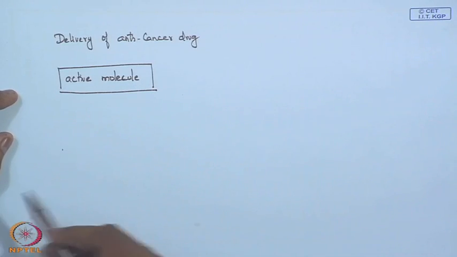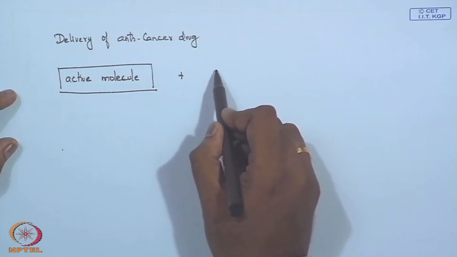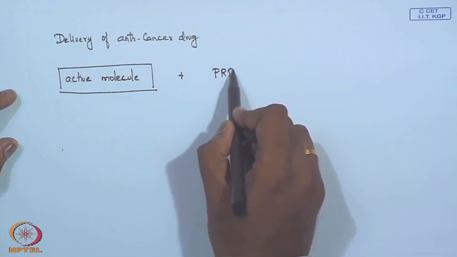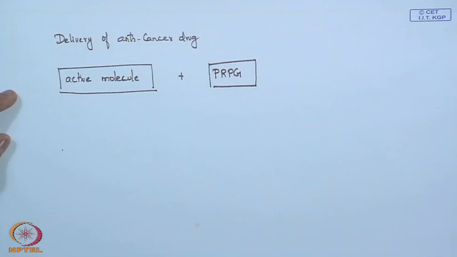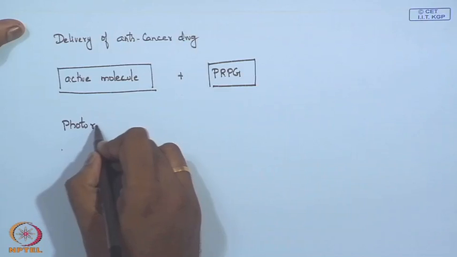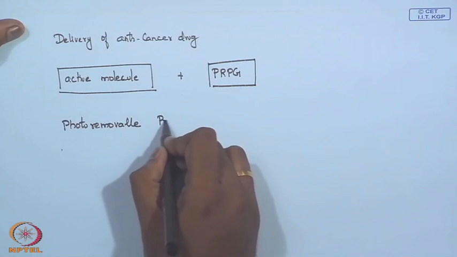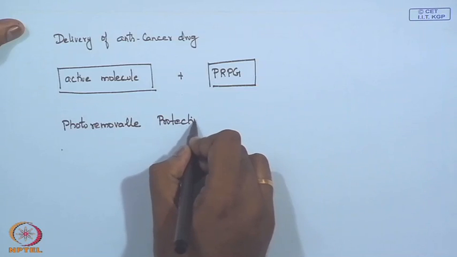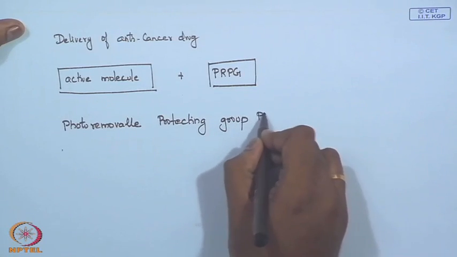Now, what I do is take another molecule which we call a photoremovable protecting group. What is this photoremovable protecting group? This we call PRPG.